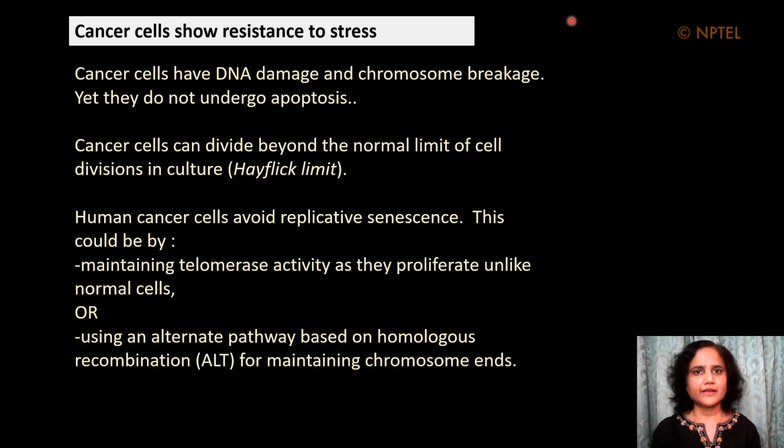Cancer cells can also divide beyond the normal limit of cell division in culture, which we discussed in an earlier lecture, and is referred to as the Hayflick limit. Human cancer cells avoid replicative senescence, and this could be perhaps by maintaining telomerase activity as they proliferate, unlike normal cells. Or it could use an alternate pathway based on homologous recombination, which is referred to as the ALT pathway for maintenance of chromosome ends.